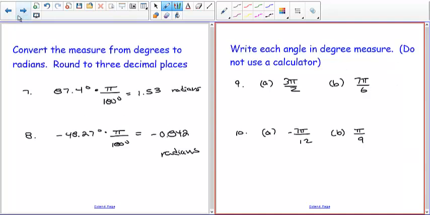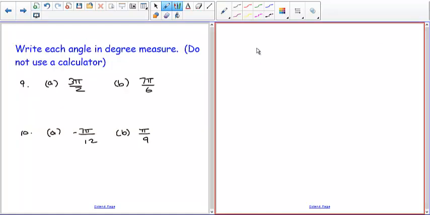Okay, and then we can go the other way. Here it says do not use a calculator. So we're going to use that conversion, except we're going to do it the opposite way. So you'll have 3 pi divided by 2 times 180 degrees divided by pi. And you'll see that the pi's cancel out. And so you get 3 times 180 divided by 2, and you get 270 degrees.